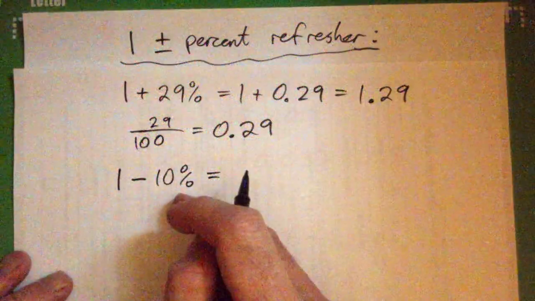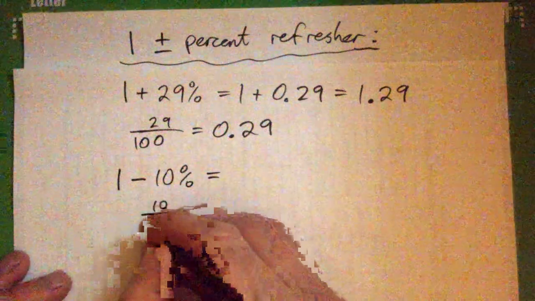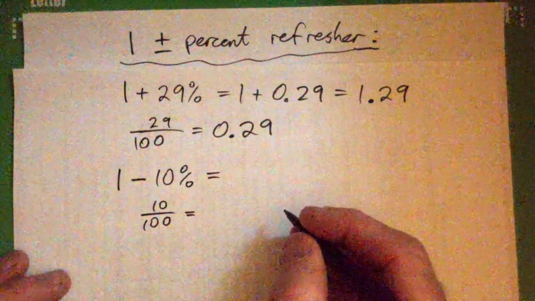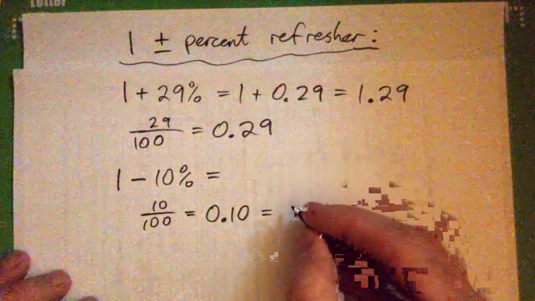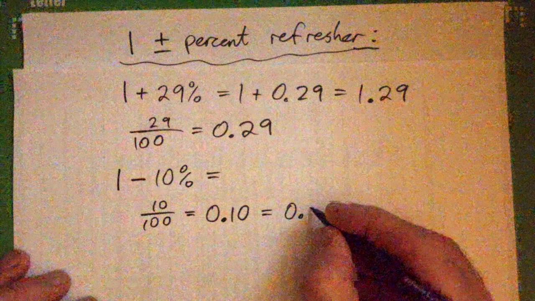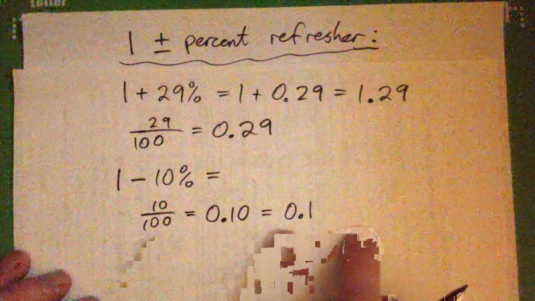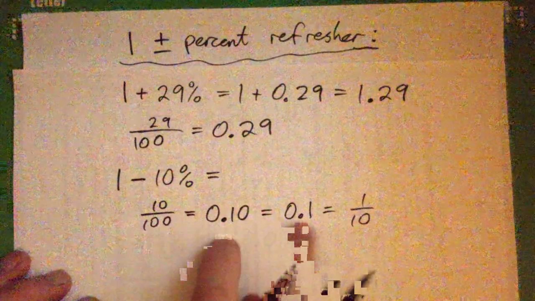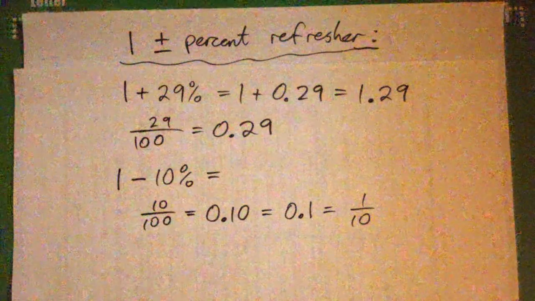So write it down. 10% is 10 over 100, which is 0.10, 10 hundredths. It's also 0.1, right? It's 10 hundredths, it's 0.1, and by the way, that's 1/10, isn't it? They're the same thing, right? You're clear on that? That has to be clear as well.